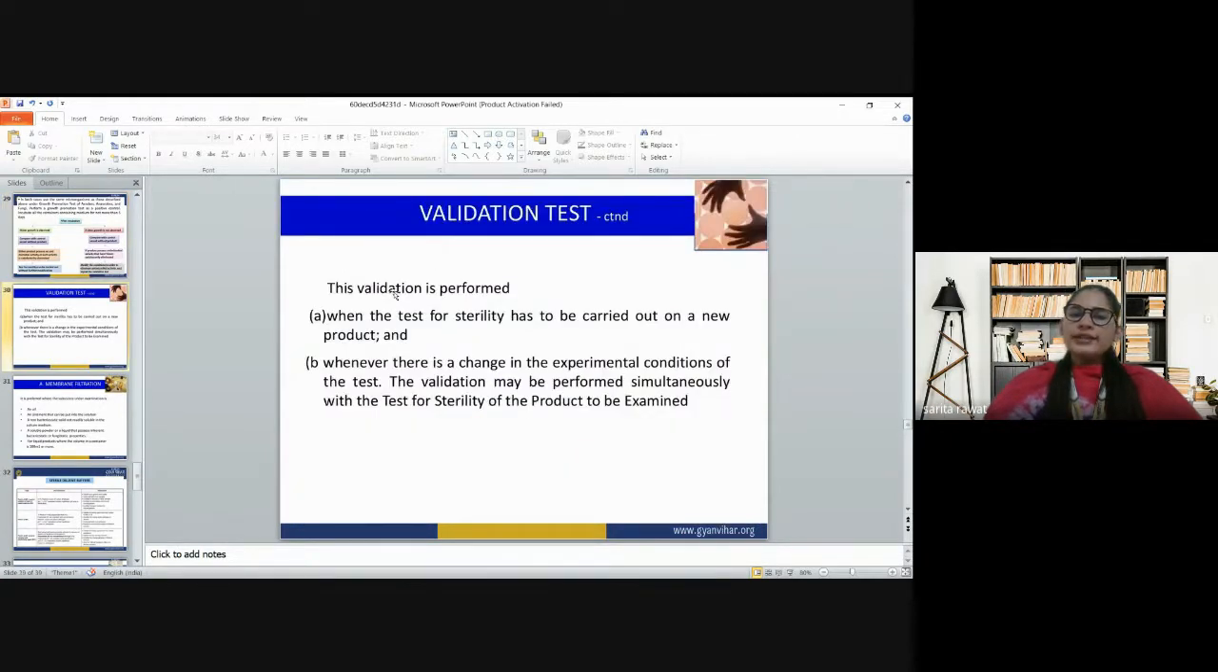Now, the validation test is performed when the test for sterility has to be carried out on a new product, and whenever there is a change in the experimental conditions of the test. The validation may be performed simultaneously with the test for sterility of the product to be examined.